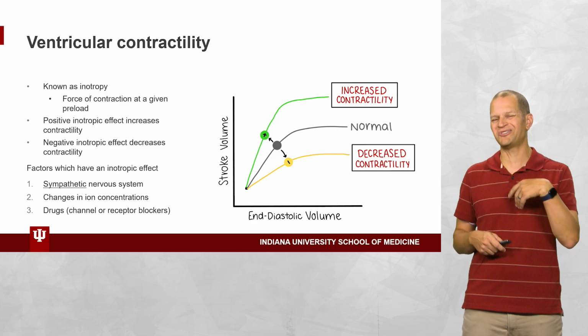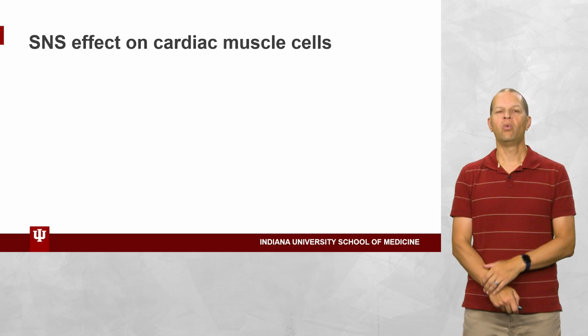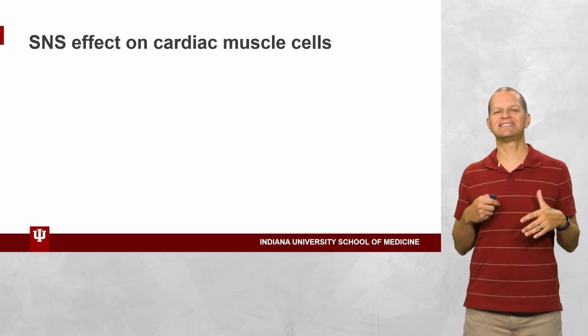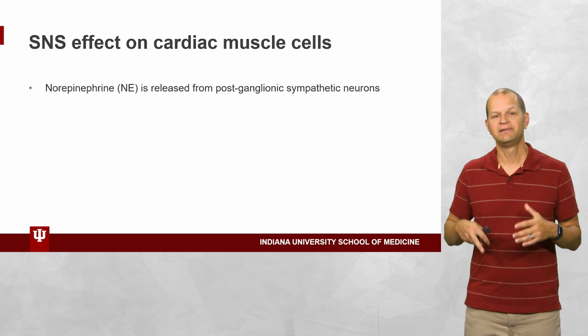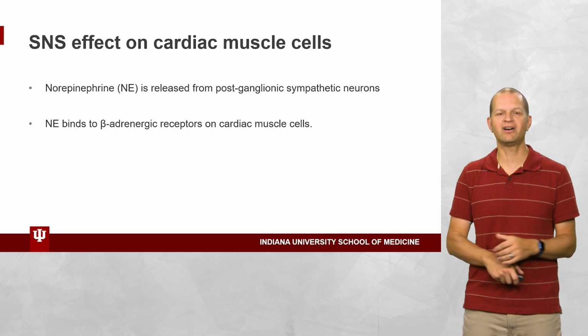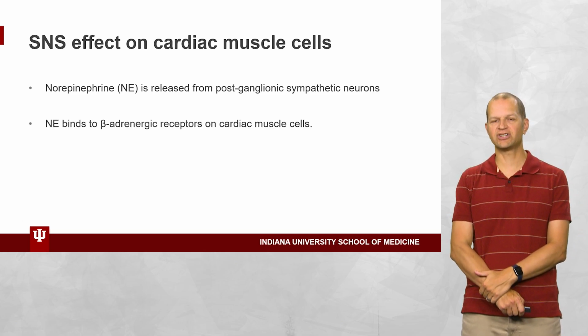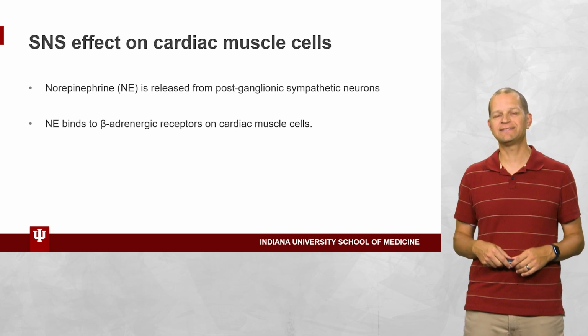They can open channels or they can block channels. Okay? So what happens if we have a sympathetic response? How does that affect cardiac muscle cells? This causes norepinephrine to be released from postganglionic sympathetic neurons. It binds to beta-adrenergic receptors on cardiac muscle cells. This is the exact same as what happens with pacemaker cells.